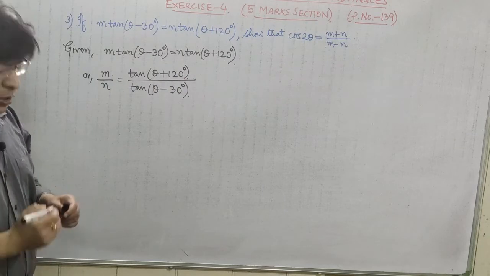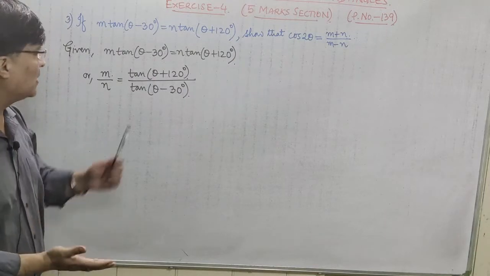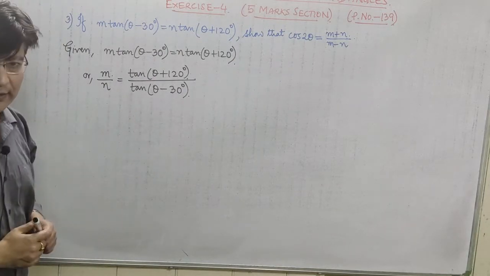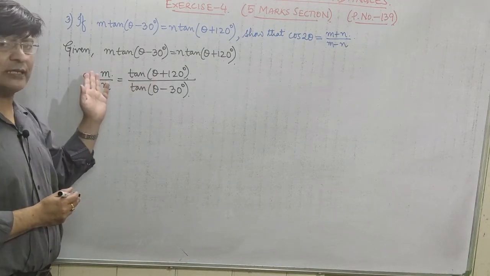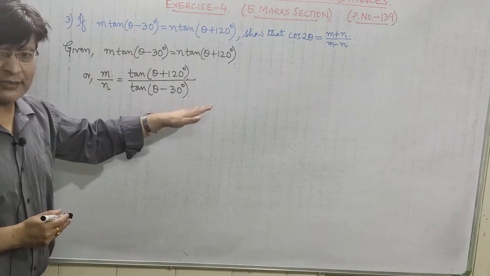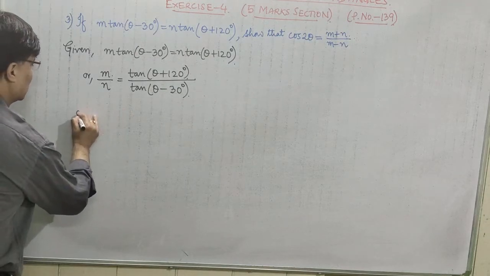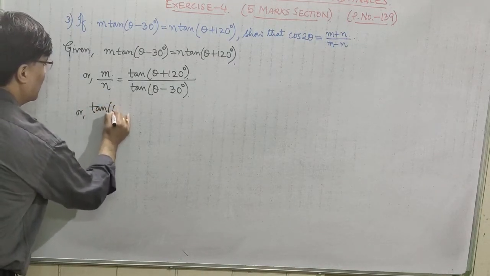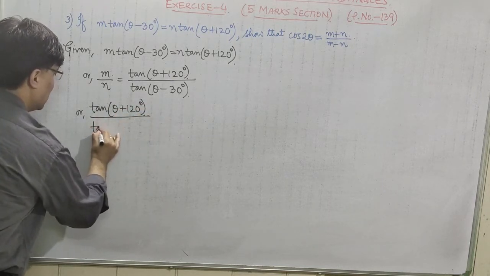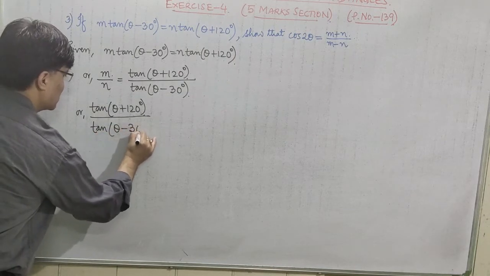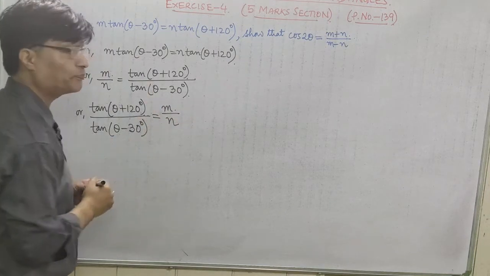Is that clear? So now you can change their sides. So m by n, take it to the right hand side, and this tan, take it to the left hand side. So you don't have to change the sign here, because if it is taken to the left hand side, it becomes minus m by n, it becomes minus sign on the right hand side. So minus minus will be cancelled, that you will get positive. So you don't have to change the sign here. Okay, so that is tan of theta plus 120 degree divided by tan of theta minus 30 degree, which is equal to, this is m upon n.